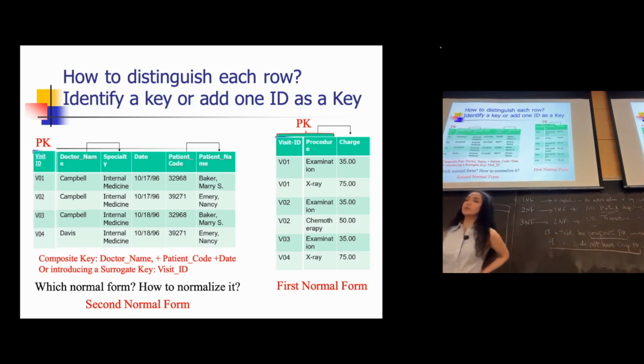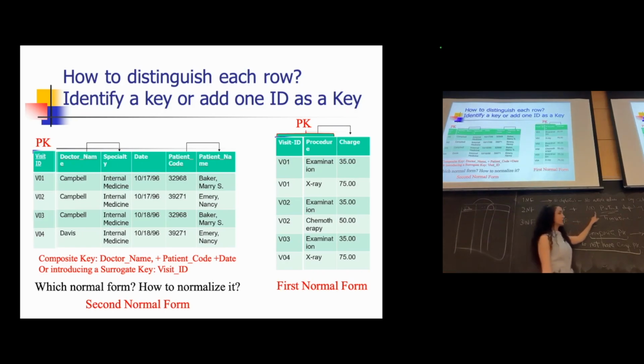And so what are the dependencies? Now let's find the dependencies in the table on the left. So we said that it's 1NF, so we can move into 2NF. For a table to be in 2NF, there should be no partial dependency. For partial dependency, look at your primary key. If it's a single primary key, no partial dependency. Do we have a single primary key here? Yes. Visit ID alone is your primary key, single primary key.